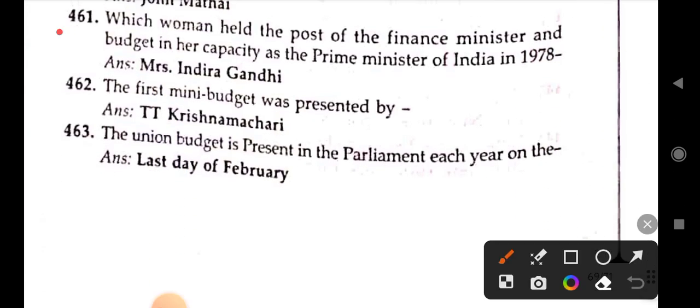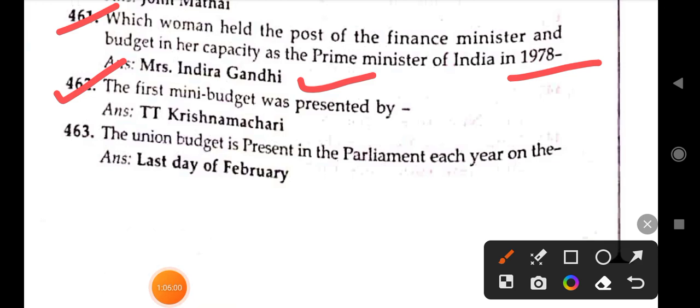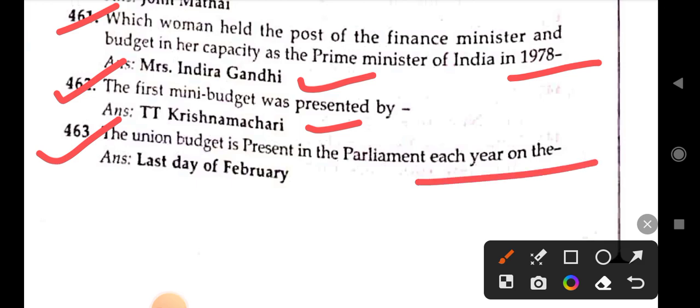Next, which woman held the post of finance minister and budget in her capacity as Prime Minister of India in 1978? Mrs. Indira Gandhi. The first mini budget was presented by T.T. Krishnamachari. Next, the Union budget is presented in Parliament each year on the last day of February.